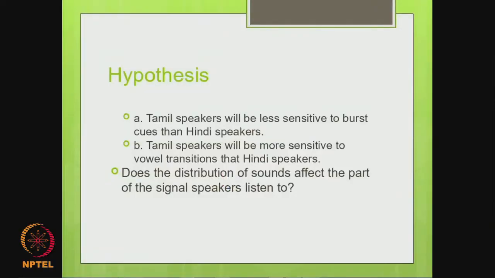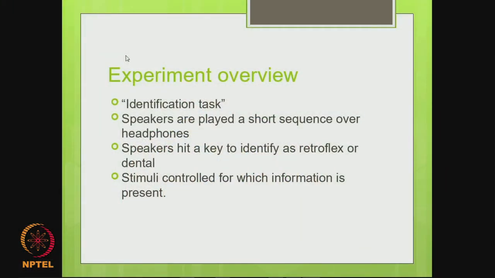So if you're less likely to have a vowel, you rely less on vowel cues, is the idea. The thought was that if Tamil speakers are less likely to have to distinguish between a retroflex and a dental at the beginning of a word, they will be less likely to rely on the burst cues alone, and will be relying a bit more on the vowel cues. And the opposite would be the case for the Hindi speakers. So this question is: does the distribution of sounds in your language affect the part of the signal that speakers are listening to?